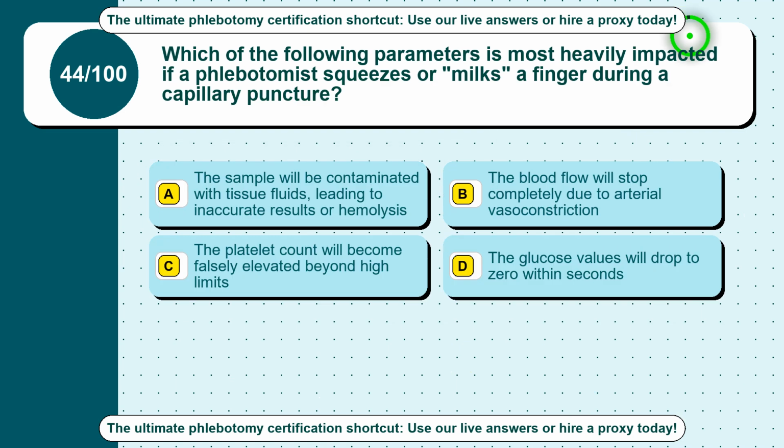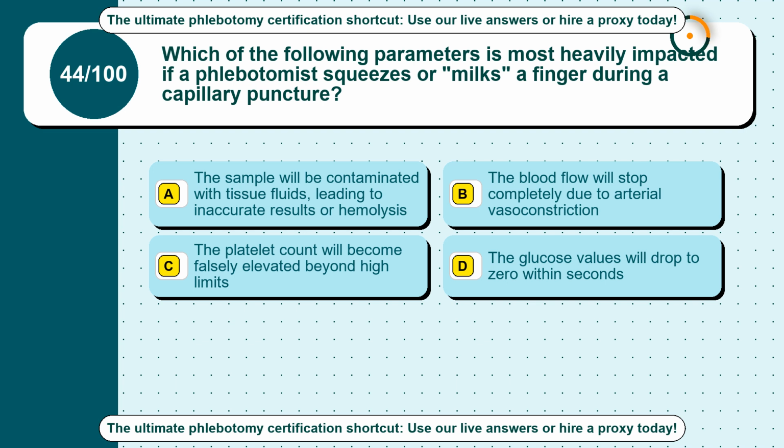Question 44. Which of the following parameters is most heavily impacted if a phlebotomist squeezes or milks a finger during a capillary puncture? Option A. The sample will be contaminated with tissue fluids, leading to inaccurate results or hemolysis. Option B. The blood flow will stop completely due to arterial vasoconstriction.